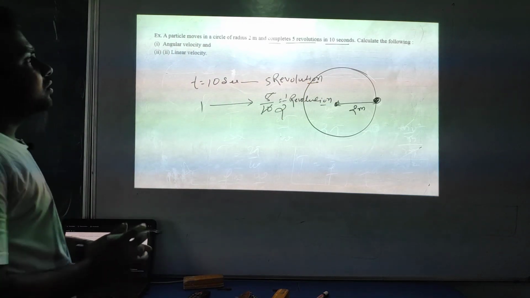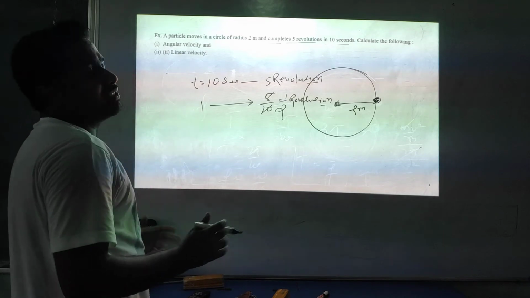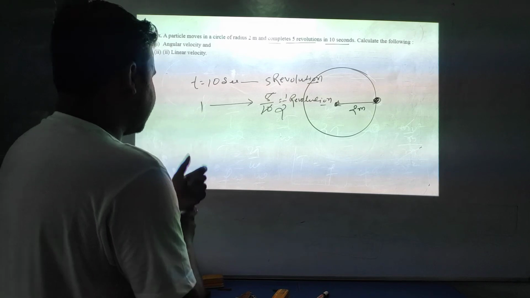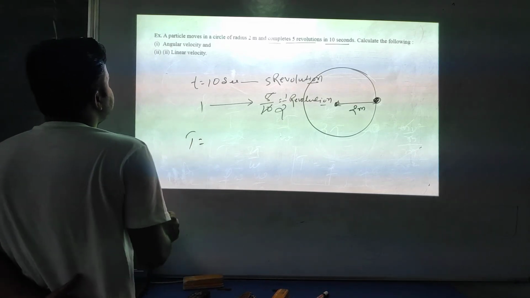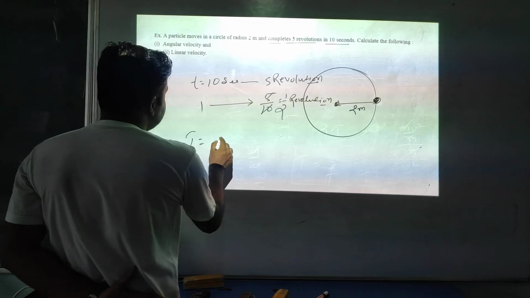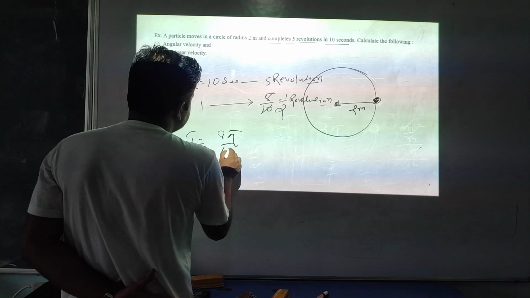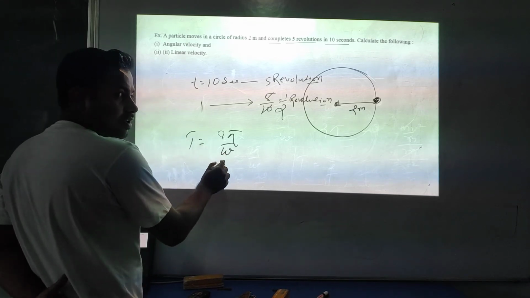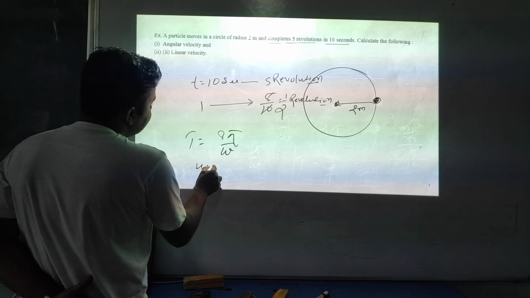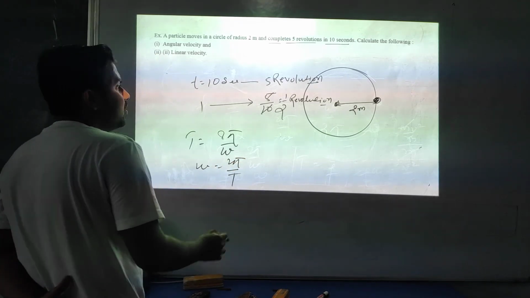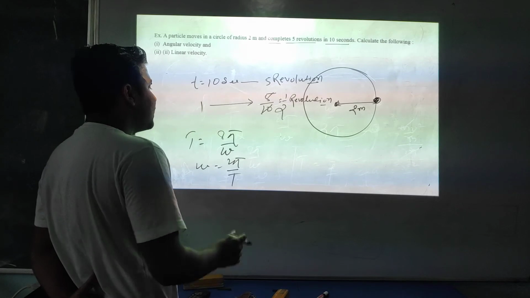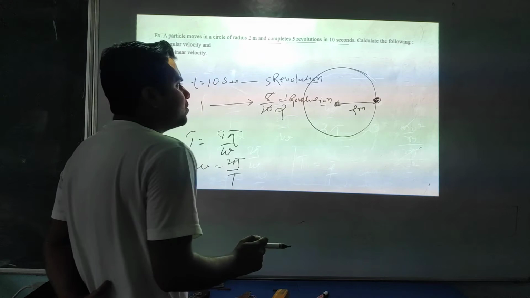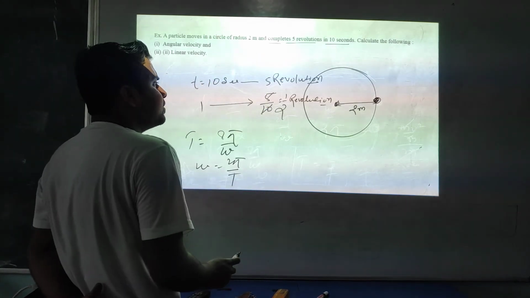Okay student, now calculate the angular velocity. First thing you have to calculate is the angular velocity. We know that the time period T equals 2 pi by omega. So here omega equals what? Student, try to understand. Omega equals 2 pi by T. Now how will you find the time period? Look at this.